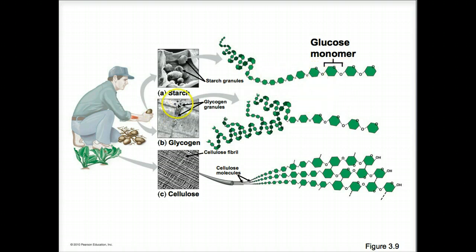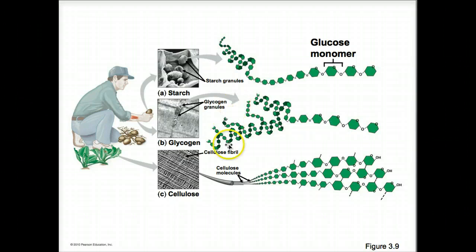Your glycogen, again, which is found in animal cells for energy storage. You'll notice it's a little more complex. It branches off a little bit. And then eventually your cellulose molecules. So you can see it's actually parallel chains here, which are attached to each other through these cross links. So everything on here is a polysaccharide, and they're all linked together through dehydration synthesis.